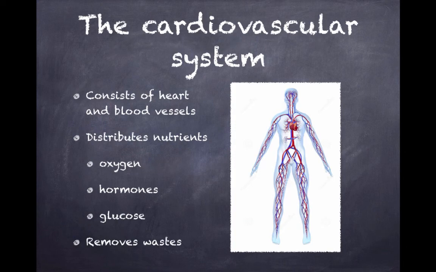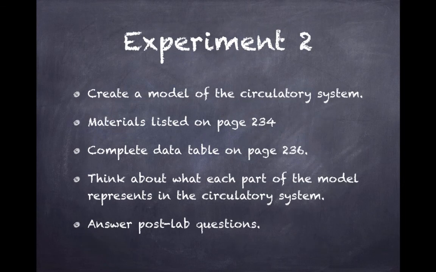If you remember from your presentation and readings, the cardiovascular system consists of the heart and the blood vessels. It functions to distribute nutrients like oxygen, hormones, and glucose throughout the body. It also removes all the waste that cells produce during their normal metabolism. In experiment 2, we will be creating a model of this circulatory system using plastic bottles, valves, and colored water.